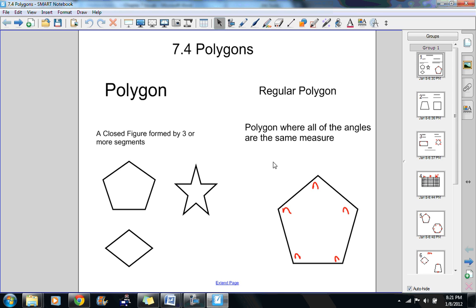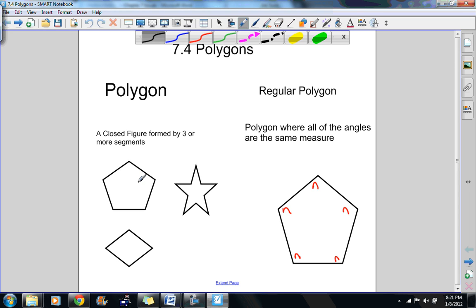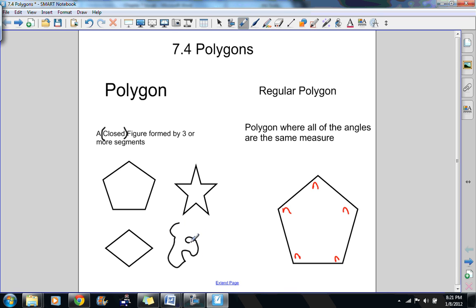Okay, so polygons. A polygon is just going to be, I want you to focus on the word closed. Okay, closed figure formed by 3 or more segments. So all of these are examples of polygons. If I drew a polygon, like this, okay, that's an example of a polygon because it's closed. However, if I drew something like this, that is not a polygon because it's not closed. Okay, so that's the big point here. You got to close it.